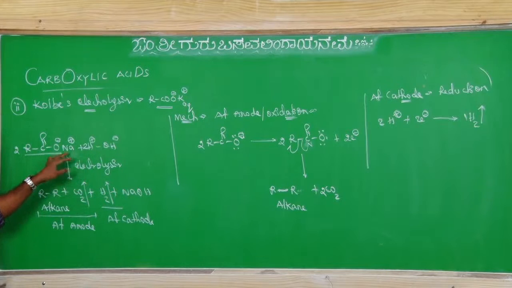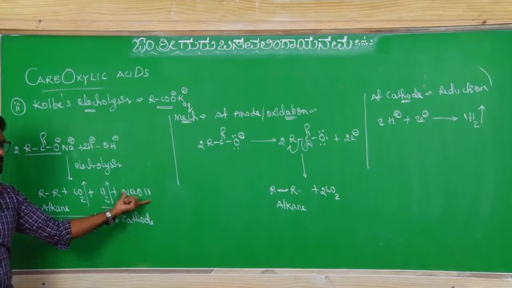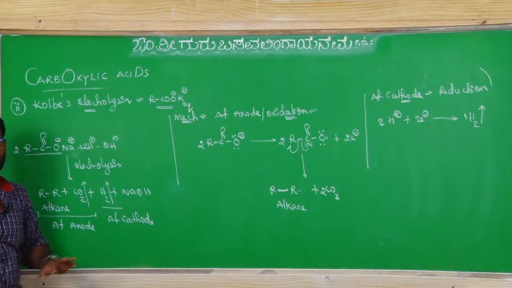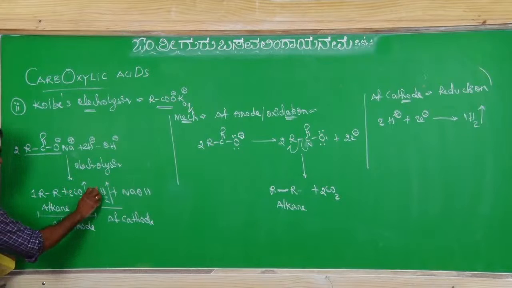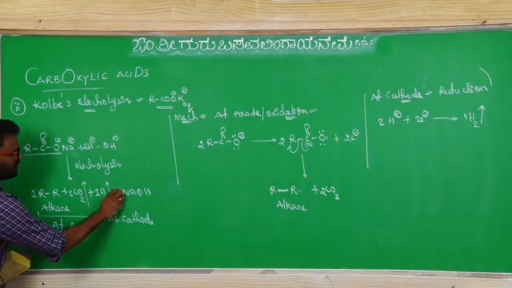So what are the remaining things? Na plus and OH minus are the remaining things. The remaining is NaOH, which will be in the reaction vessel. So you can collect your alkane and you can remove the carbon dioxide. If you take the reaction balancing, for 1 mole of alkane you will get 2 moles of carbon dioxide and 1 mole of H2, and here 2 moles of NaOH.